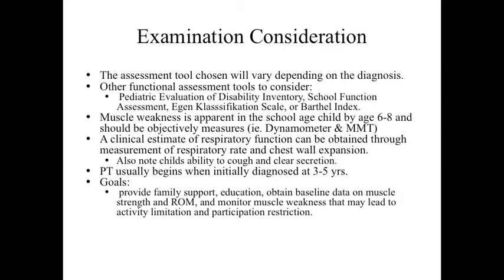Examination considerations. The assessment tool chosen will vary depending on the diagnosis. Some functional assessment tools to consider include the Pediatric Evaluation of Disability Inventory, School Function Assessment, Egen Classification Scale, or Barthel Index. Muscle weakness is apparent in the school-age child by age 6 to 8 and should be objectively measured.